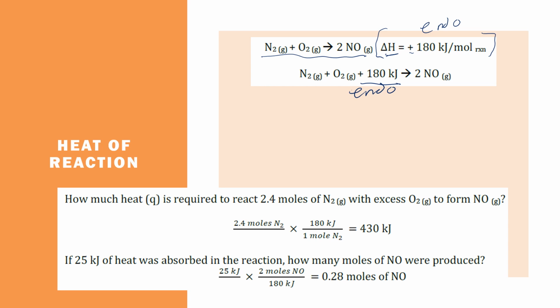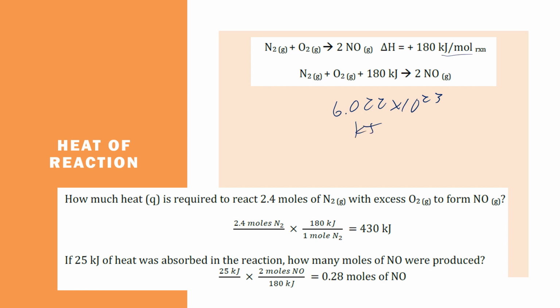Now, typically you're going to see it in kilojoules per mole of reaction. Sometimes you'll see joules per mole of reaction, but most of the time it's kilojoules per mole of reaction. Now, what that means is, remember, 1 mole is 6.022 times 10 to the 23rd. So if I say per mole of reaction, that's the kilojoules it takes for the reaction to happen 6.022 times 10 to the 23rd times.